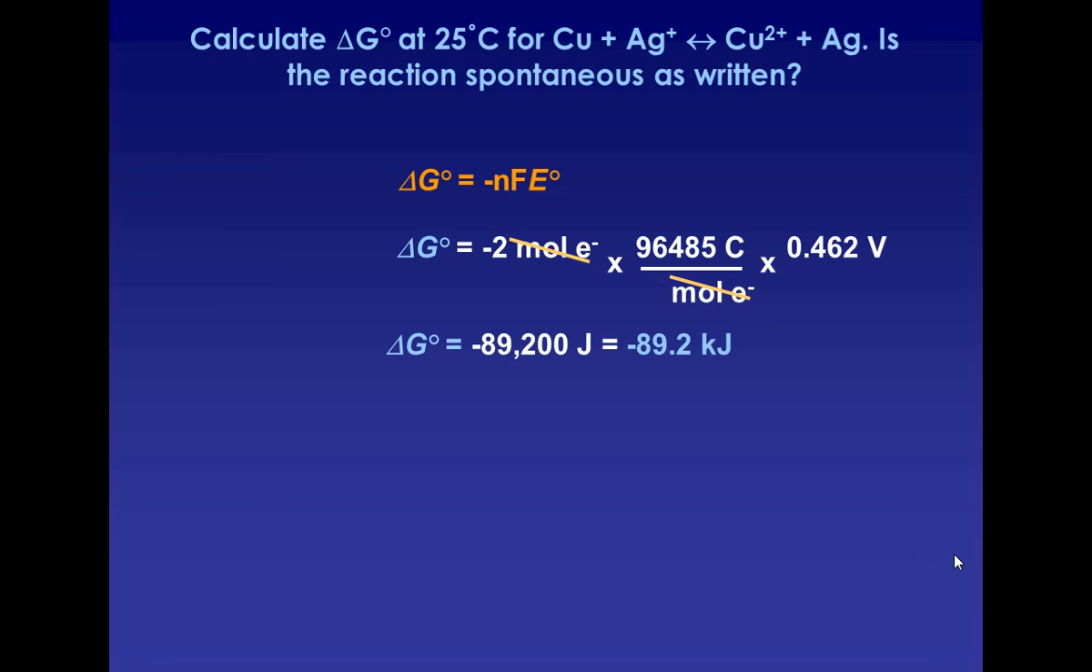I did 3 sig figs in my free energy value because I had 3 sig figs in my voltage. The other 2 were constants, so 2 is an exact value, and the other one's a constant. That's not going to affect your sig figs. Okay? So yes, this reaction is spontaneous. If I flipped it, I would need 89,200 joules of energy at a minimum to make the copper ions be plated as copper metal.